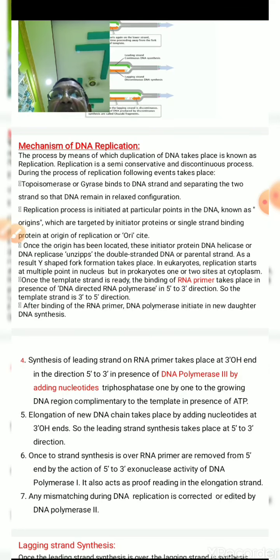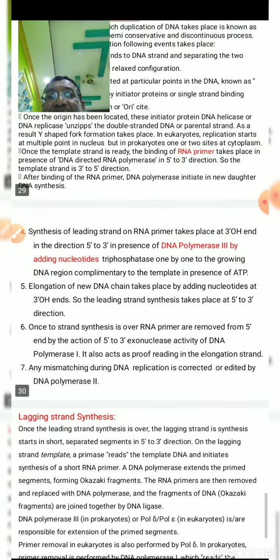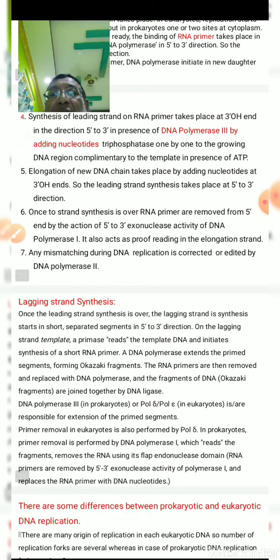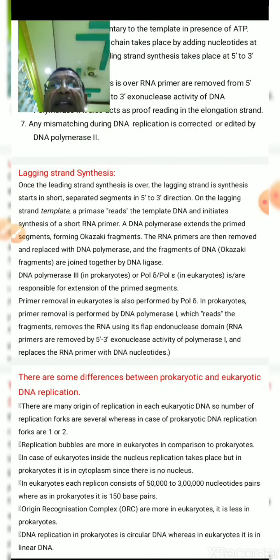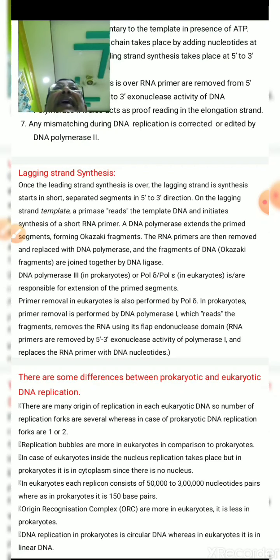Next, the strand is known as the lagging strand. Lagging strand means that once the first template strand is done, synthesis starts on the second template strand, but in the second template strand the synthesis of the DNA is not continuous but discontinuous, and that is why it is popularly known as the lagging strand. So what is lagging strand synthesis? Once the leading strand synthesis is over, the lagging strand synthesis starts in short separated segments in the 5' to 3' direction.